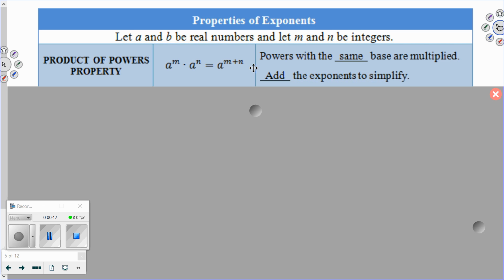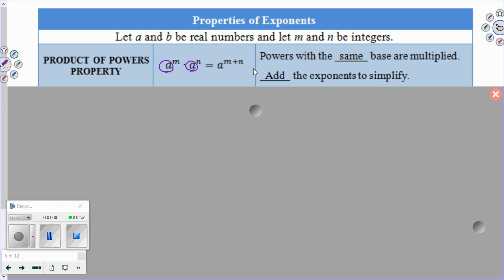All that's saying is that if it has the same base, do you guys know what the base number is? That's the big one at the bottom, right? So if those are the same, then what it allows us to do is the base stays the same. So the a didn't change. It's still an a. And the m and the n, the exponents, you actually add them.